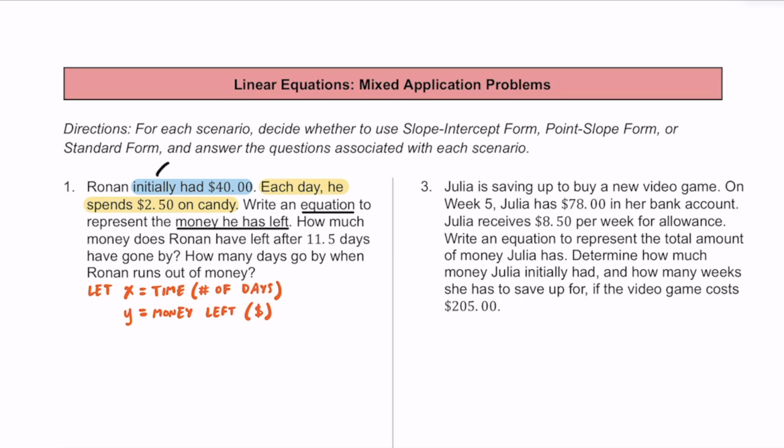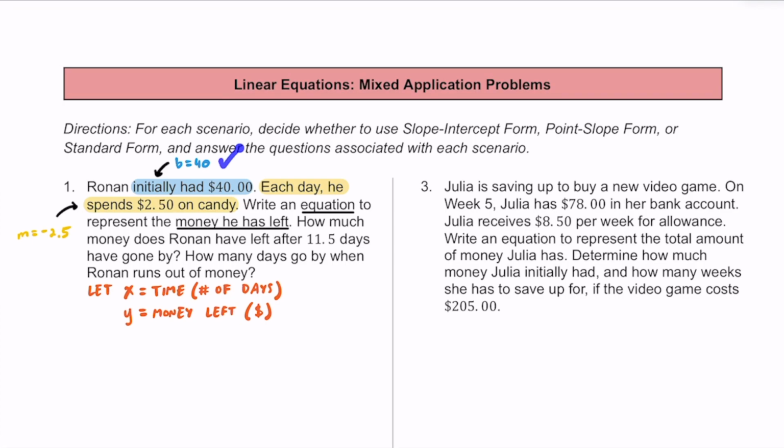Now, a couple things to notice right from the beginning is that we initially had $40, so that's going to be a b value, or the y-intercept, right? The word initial lets us know that's what we're starting with. The second thing I think is really important is that he's spending $2.50 per day, so that is a unit rate because it's the amount of money he's spending per one day. So that's m, or the slope, and it's going to be negative 2.5 because he's spending money, so he's going to have less and less money over time.